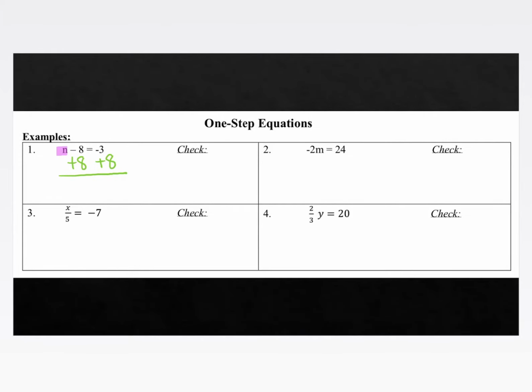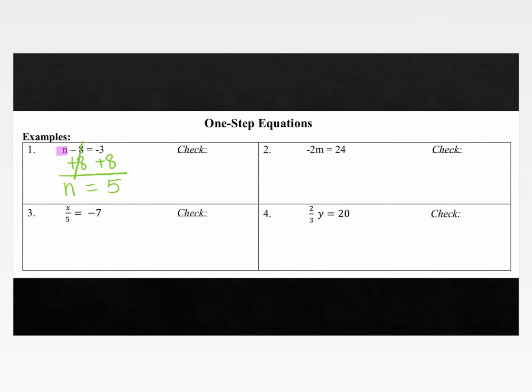So keeping that property of equality in mind, now if we simplify both sides, negative 8 plus positive 8 adds to 0, or it just cancels out. But remember, when you're adding inverses, they add to 0. So on the left-hand side, we're just left with n. On the right-hand side, we have negative 3 plus 8, which gives us 5.